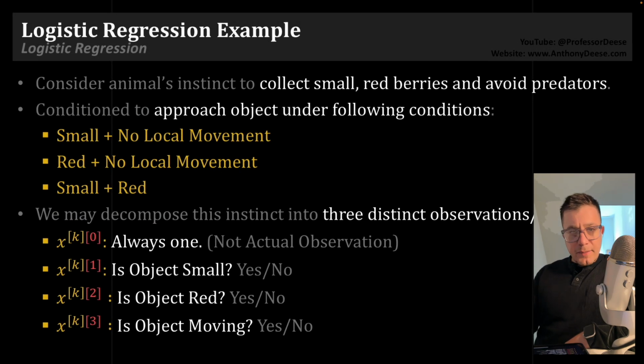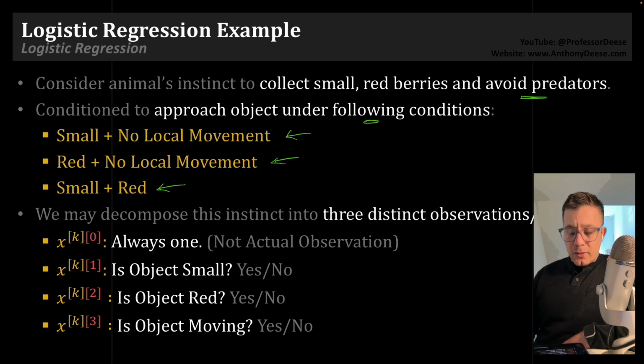All right, so consider some animal, and it has an instinct to collect small red berries and avoid predators. Pretty realistic, practical set of objectives for this small animal. So it's conditioned to approach an object which it thinks may be food under the following conditions. If the object is small and it doesn't detect any local movement, thumbs up, move towards the object. If the object is red and the animal doesn't detect any local movement, thumbs up, head towards the object. And then if the object is both small and red, the animal really doesn't care whether it detects any movement. It's going to go ahead and try to pursue that food.